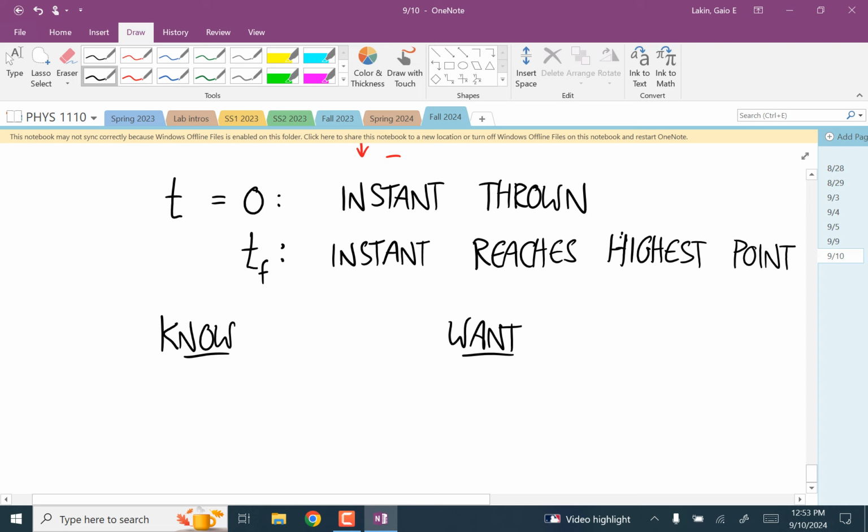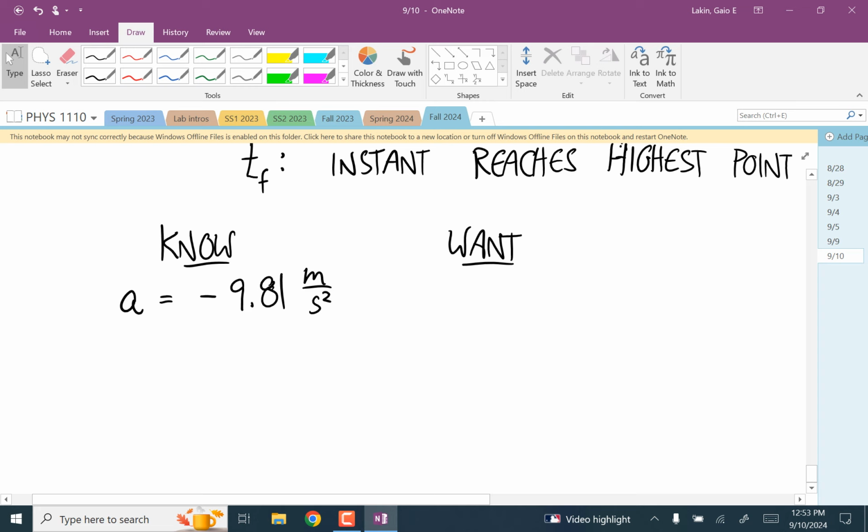Do we know the acceleration? Yeah, in free fall, we always know the acceleration. So acceleration is negative 9.81 meters per second squared. If I had chosen my positive direction to be down, what would the acceleration be? Yeah, perfect. Positive 9.81 meters per second squared. Since I always tend to choose my positive up, my acceleration is always negative in free fall.